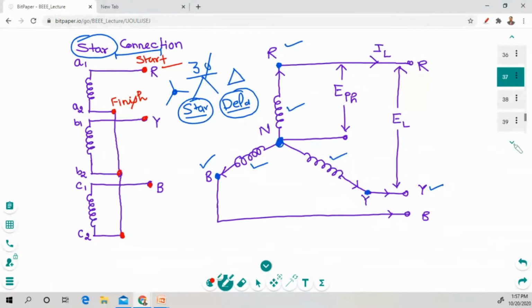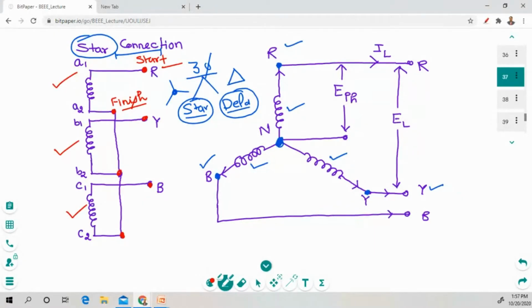Here, how do we make the star connection? We connect the finish points with each other. There are three wires: this is the first wire, this is the second wire and this is the third wire. They connect with the finish terminal and the start terminal is open.